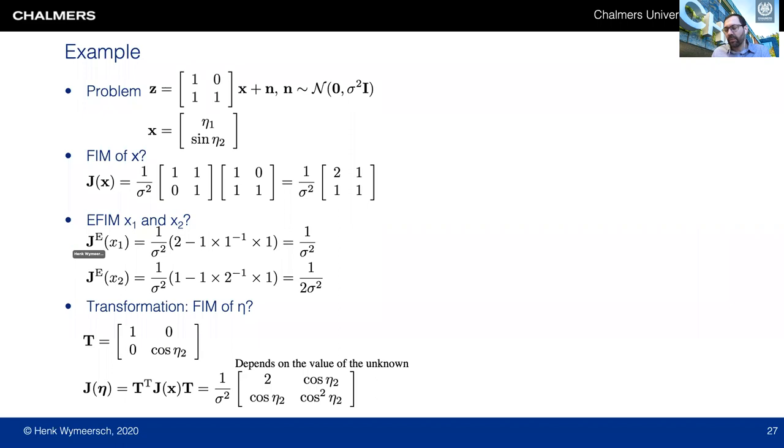But if I had a problem where I know x2, and I ask you to compute J of x1, you would find 1 over sigma squared times a scalar. This is the Fisher information I have about x1 if x2 was known. And that's exactly this part. But because x2 is not known, I have to reduce the amount of information.